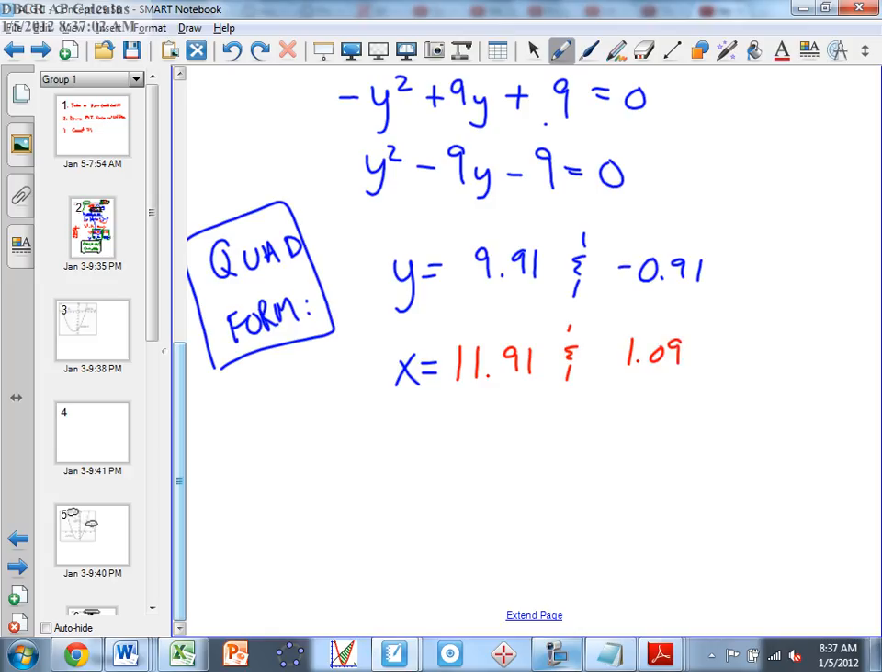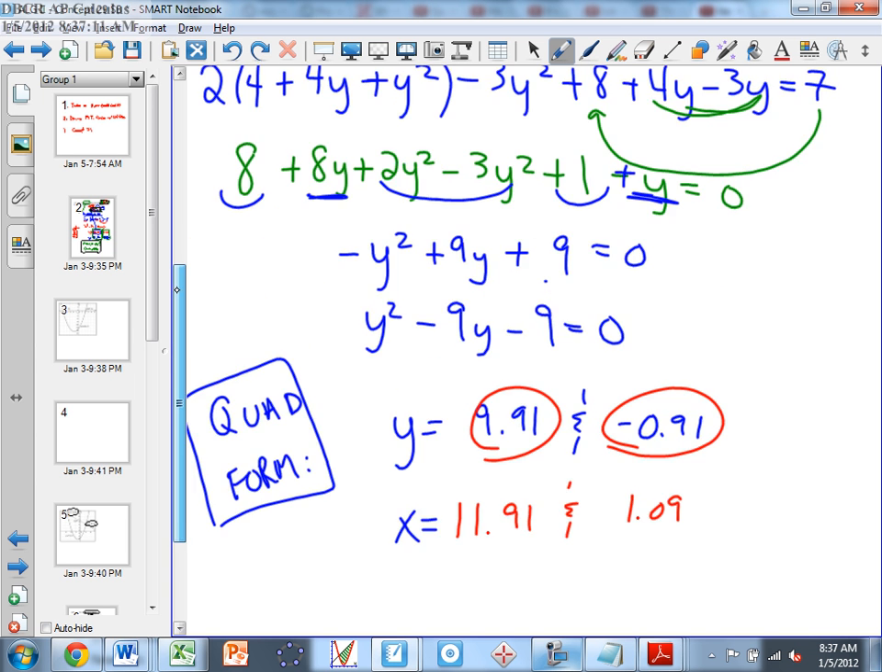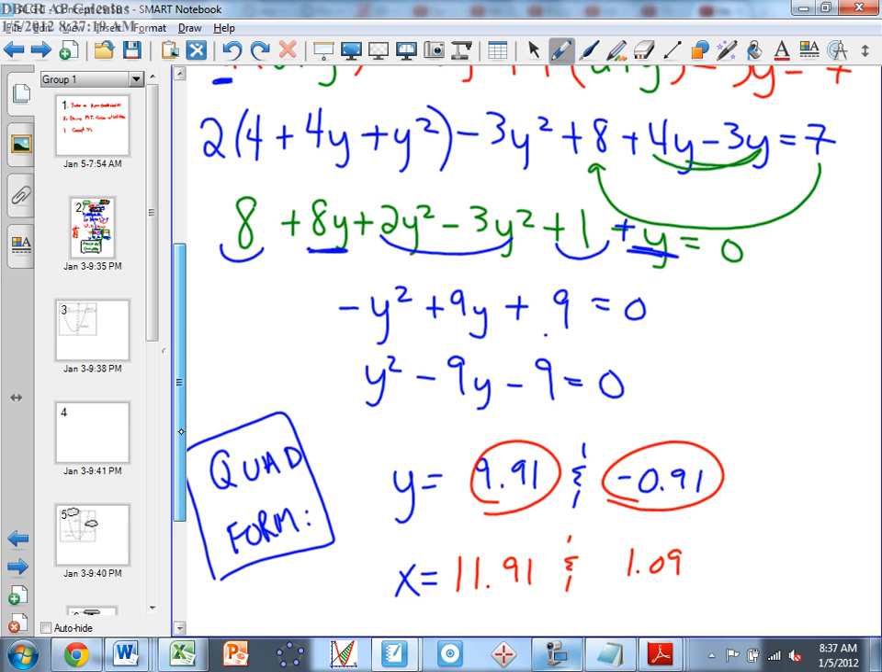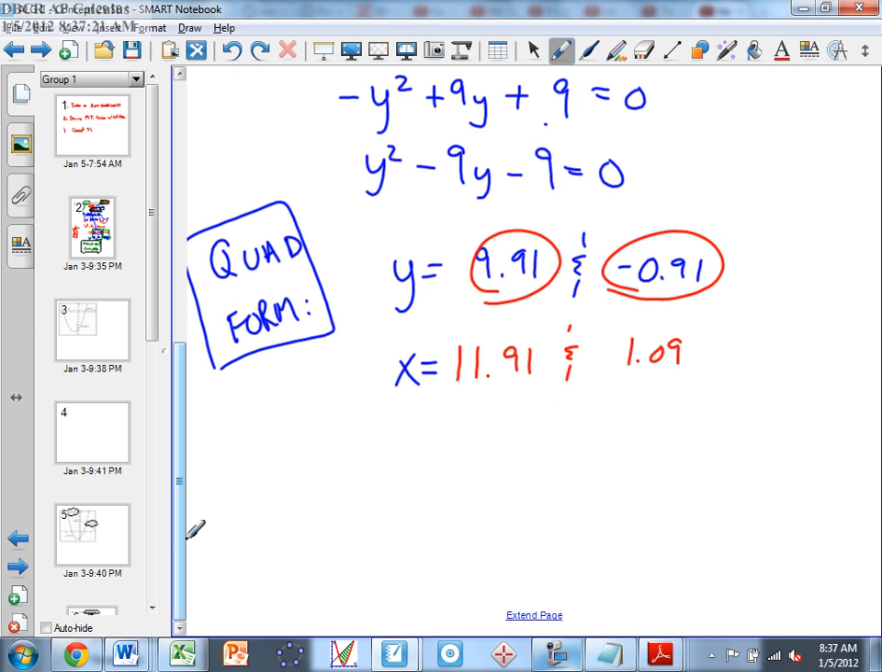Okay, that's what you should get. Please check your answers. Again, I plugged in this y and this y into this spot right here and solved for x. Again, you're plugging into the second equation to solve for x. Once you get the x values, then list your coordinates, please. So pair them up.